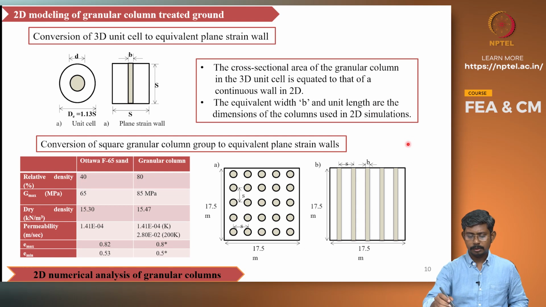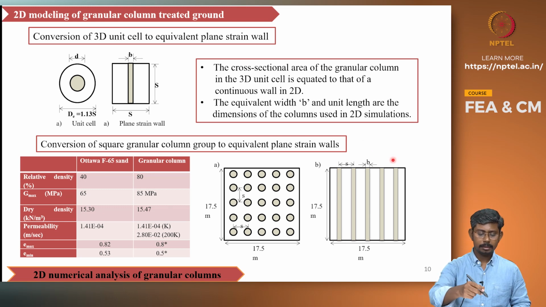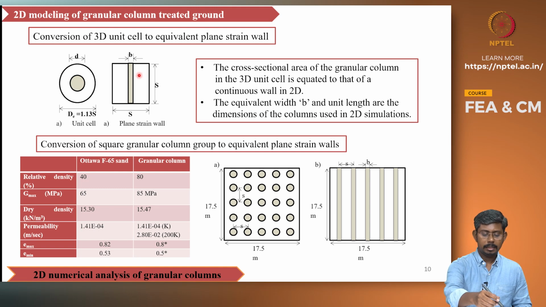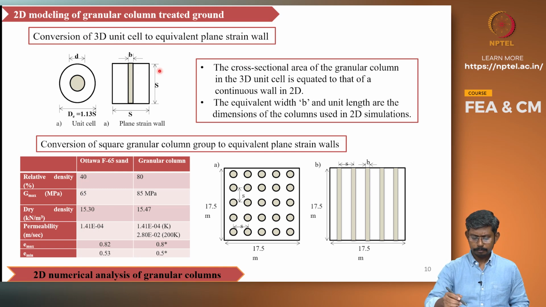Coming to the simulation of granular columns, this is a 2D model that is developed in FLAC. Here the granular column is modeled as an equivalent plane strain wall. The circular column is converted into a plane strain wall on the basis of equivalent area. It can be seen here, the circular column and the equivalent plane strain wall. In the case of full-scale treatment, this would be the configuration of the width of the column and the spacing between the columns.